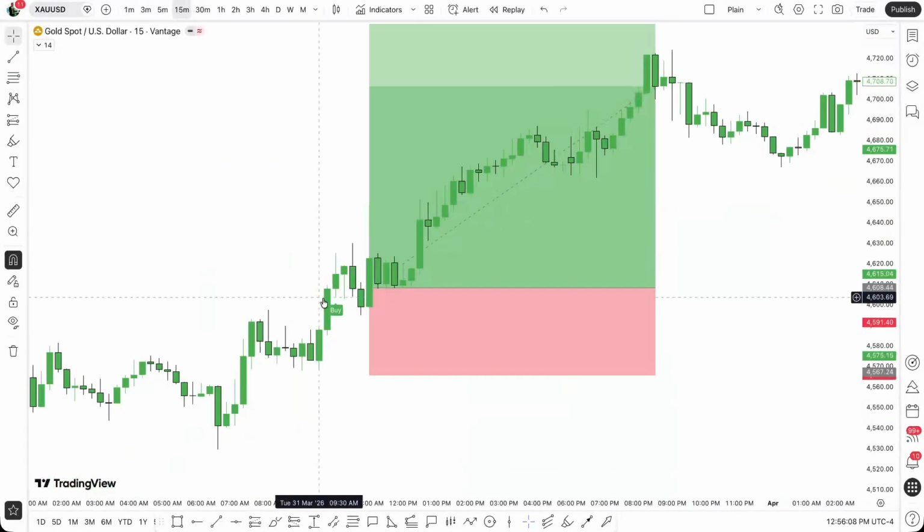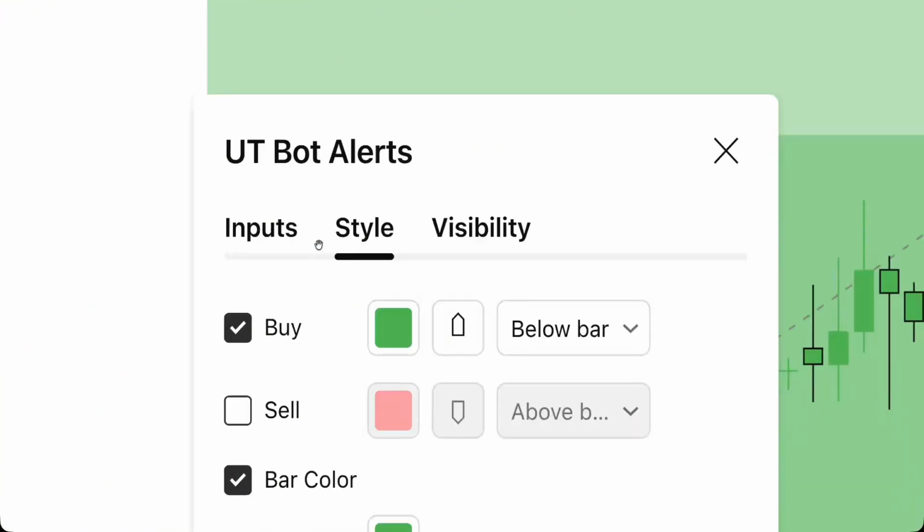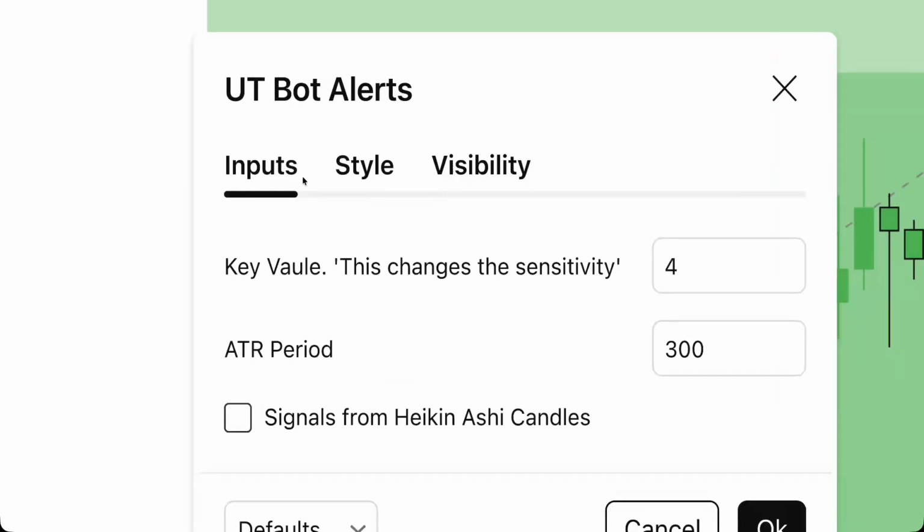And then on the second indicator, go ahead and open up the setting as well. Once you click on the setting, this dialog box pops up. On the input tab, go ahead and change this key value to 4. Remember, one of these indicators should have a key value of 6, and the other one should be 4. Like this one, change it to 4, and then the ATR for this one is 300. The first one we did was just 1, and this one we change to 300.